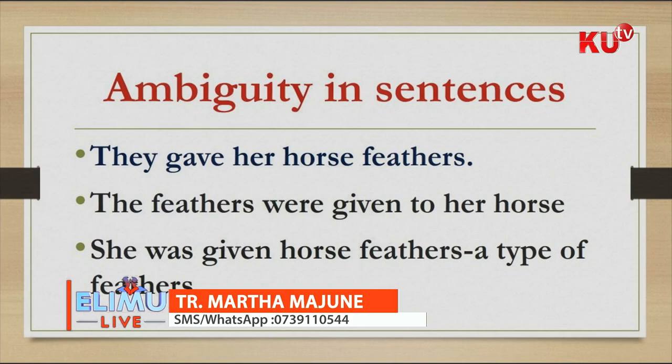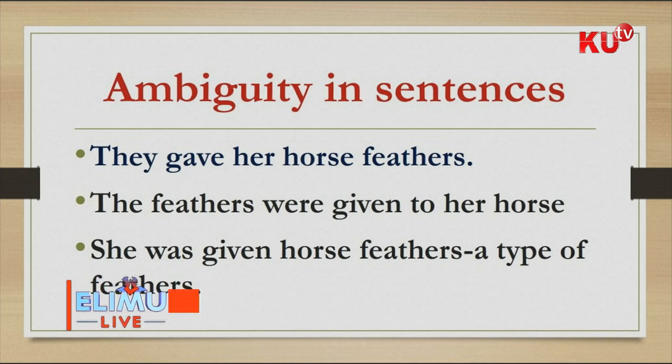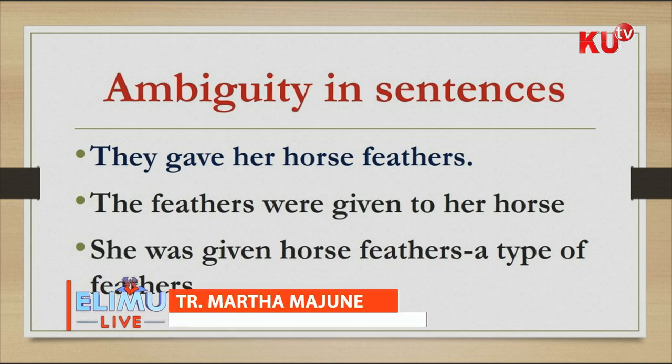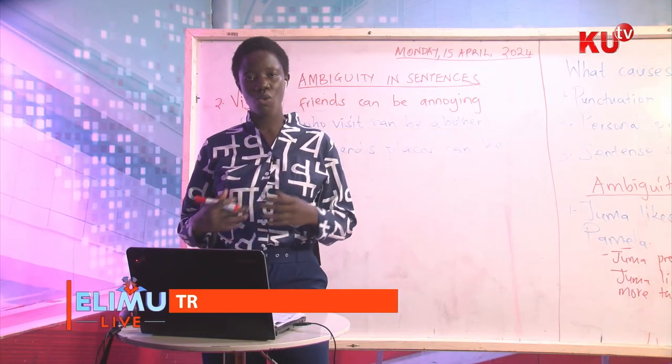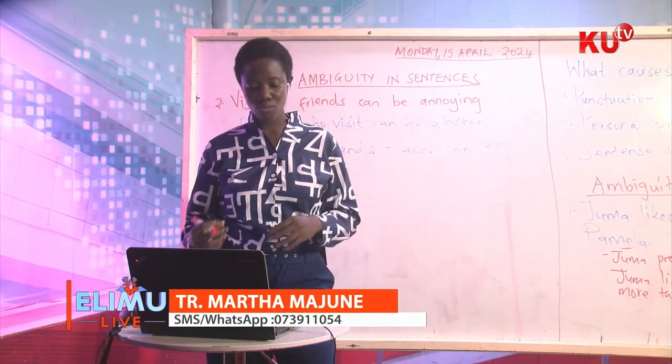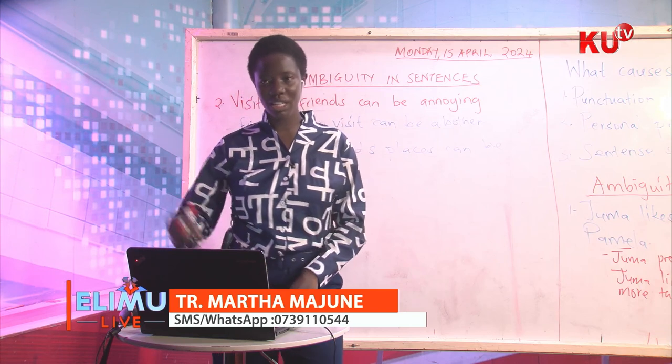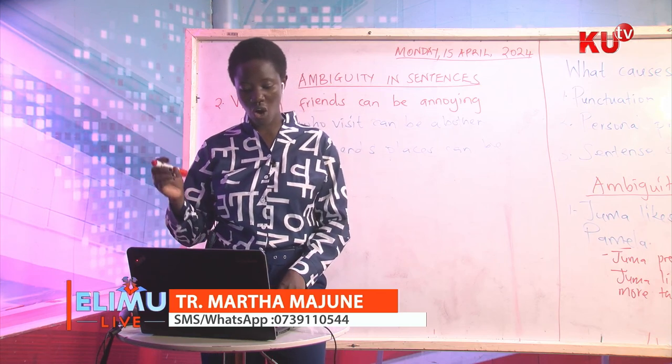So, they gave her horse feathers. Here we have the feathers, and then we have the horse. There is the subject here, and then we have the horse, and we have the feathers. So the first meaning of that statement is that the feathers were given to her horse. So there's someone who owns the horse, and the feathers are being given to that specific horse.